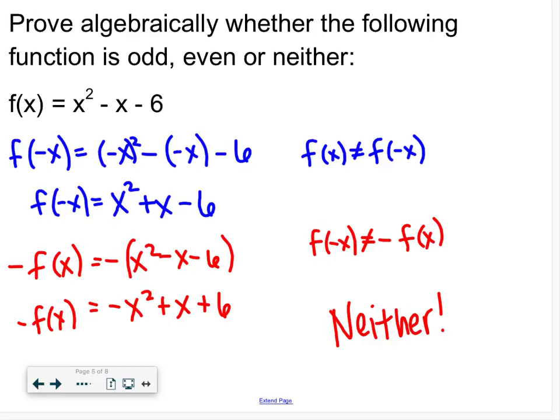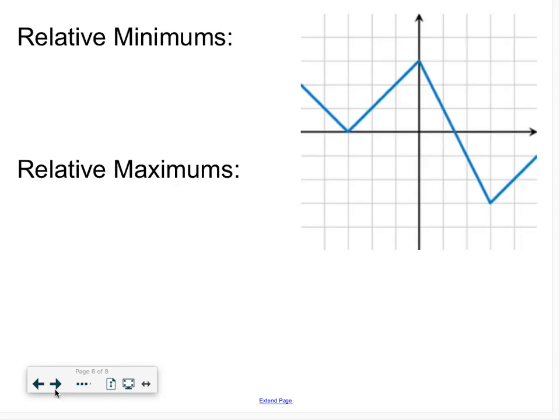All right. Now, before we get to play with our calculators, I want to talk about what a minimum and a maximum is. So this graph should look familiar to you. I think we talked about this Thursday when we did increasing and decreasing intervals.